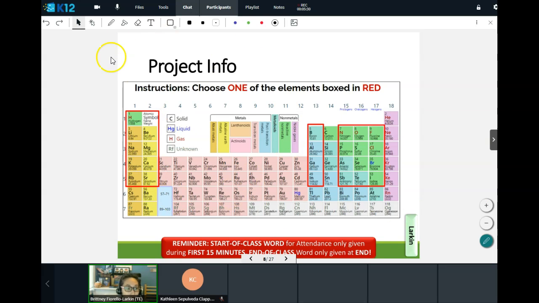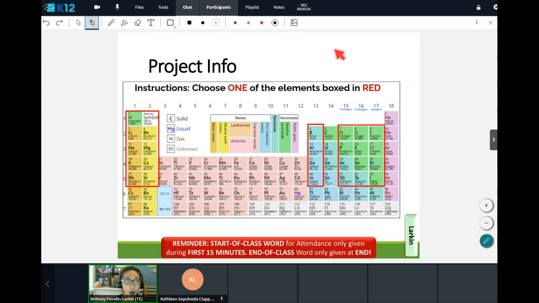So for your project, we are going to be taking a look at an element on the periodic table. Now you can only choose one of the elements that is boxed in red, so you can see them right here. The reason we're not choosing some of these is because some of these ones in the middle kind of act a little bit weird, and the ones on the bottom don't have very many common uses in everyday life.